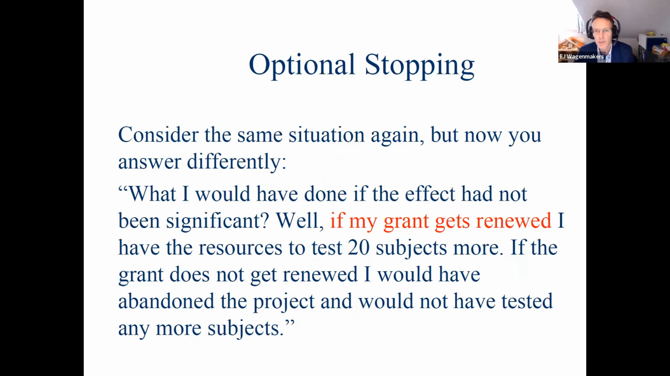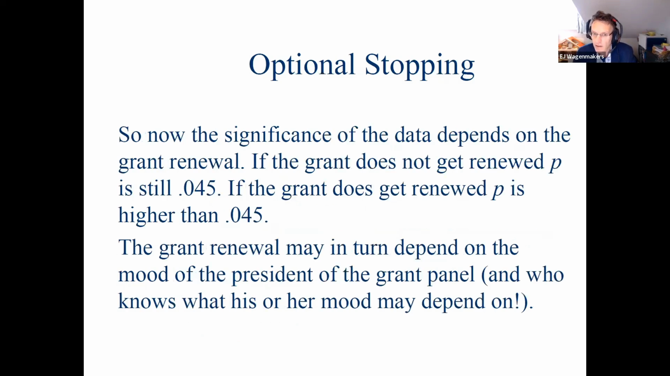So now we can make this more silly. Say you answer differently. You say, well, truthfully, if my grant gets renewed, I would have had the resources to test 20 additional participants. But if I don't get the grant, then I would have abandoned the project and not have tested any more subjects. Right? So now, whether or not your p-value requires correction depends on whether or not you'll get the grant. If the grant does not get renewed, that p-value stays at 0.045 because your sampling plan in fact was test 20 and stop.